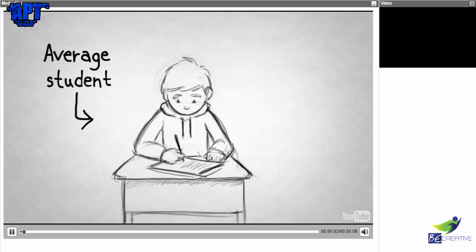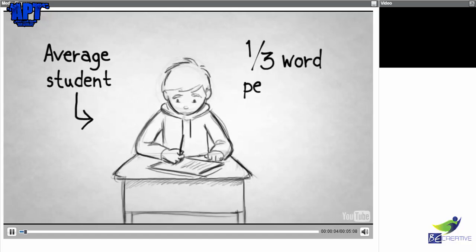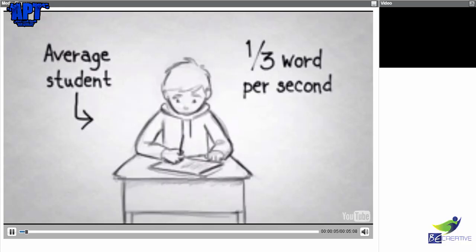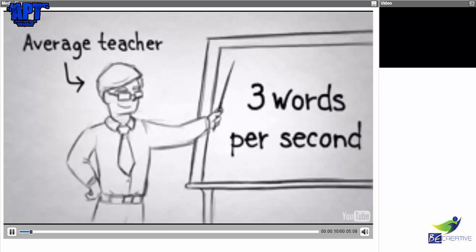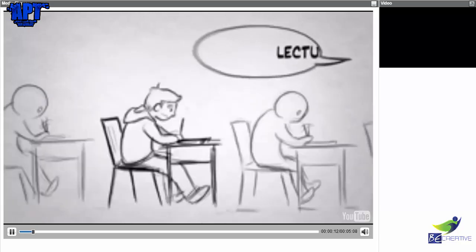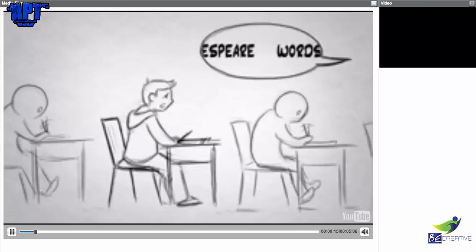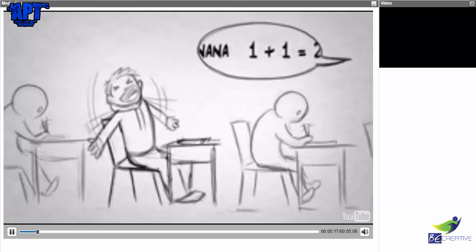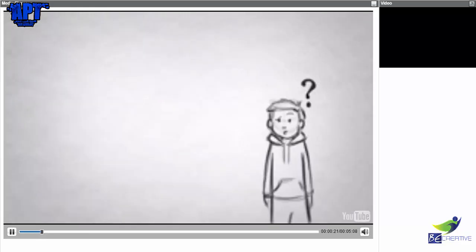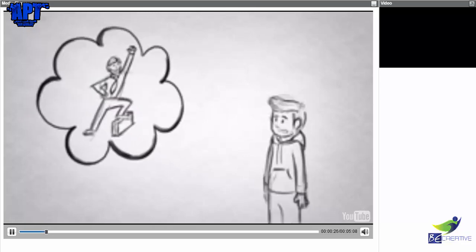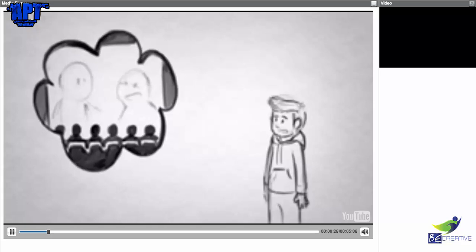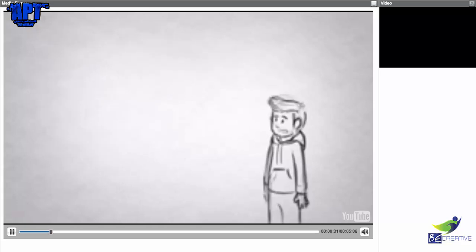The average student takes notes at a rate of 1/3 of a word per second. The average teacher speaks about 2 to 3 words per second. Bottom line, if you're trying to copy down everything your teacher is saying while he drones on about Shakespeare, you're going to fall seriously behind. Note-taking is an important skill in and out of school. It can make the difference between passing and failing a test, excelling at a job, or even enjoying a complicated movie. And most of us don't do it well.